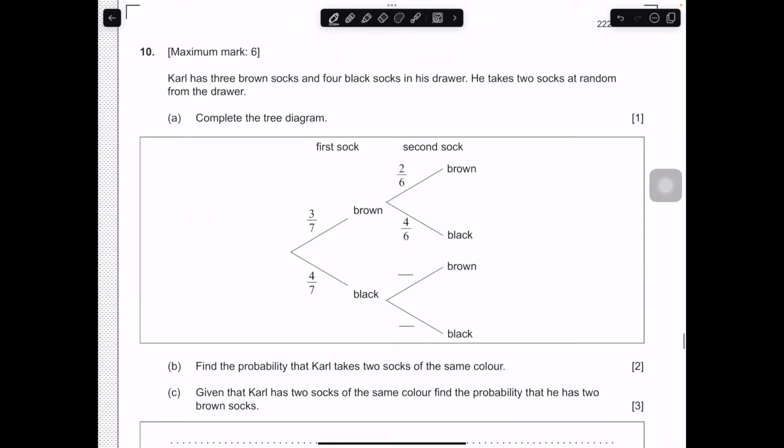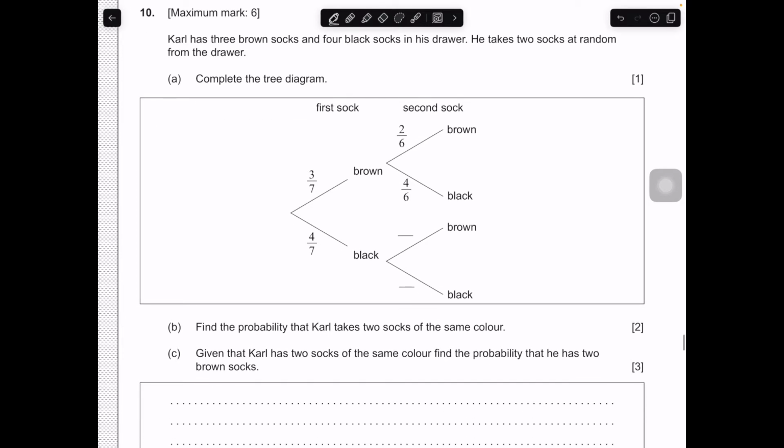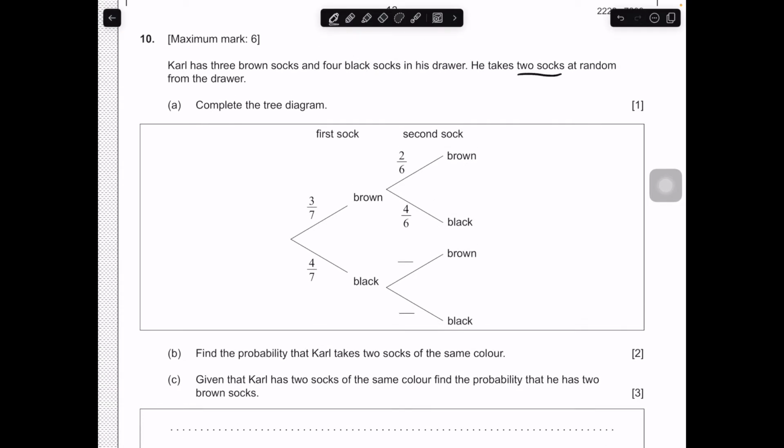Okay, 6-mark question. Carl has 3 brown socks and 4 black socks in his drawer. He takes 2 socks at random from the drawer. Complete the tree diagram. So here we have first sock, second sock. Just looking at this, here he has 7 total socks and 3 brown, and now he has 6 total socks and 2 brown. So if he selected a brown, we know there's 1 fewer sock and also 1 fewer brown sock.